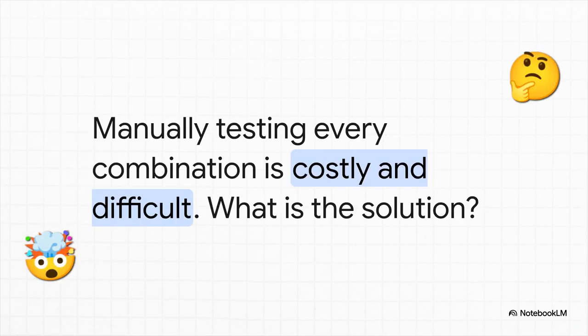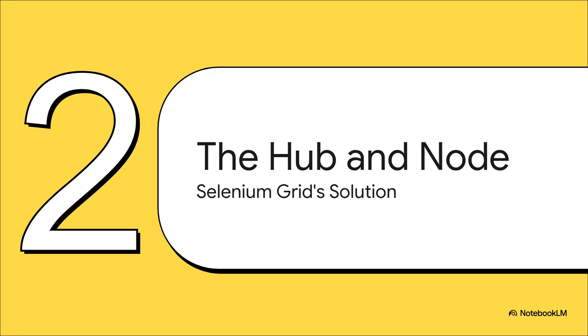I mean, can you even imagine trying to test every single one of those combinations by hand? Forget about it. It's not just slow, it's pretty much impossible. You literally need a room full of computers and a whole army of testers just clicking around all day. There has to be a smarter way to do this, right? And of course there is. That smarter way is the really elegant architecture behind Selenium Grid. And it all boils down to a super simple concept: the hub and the node.